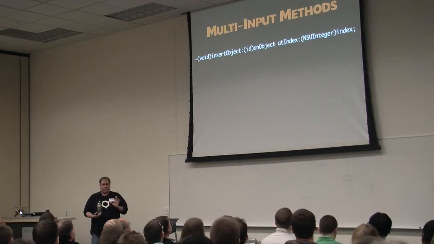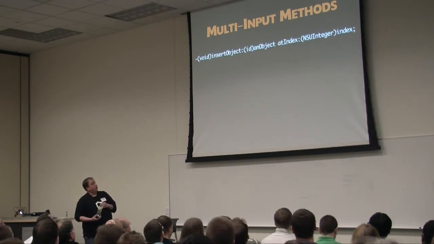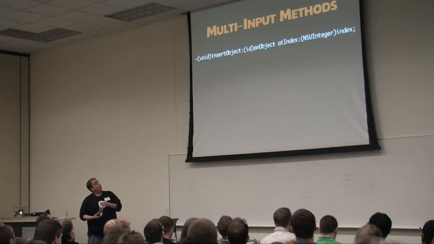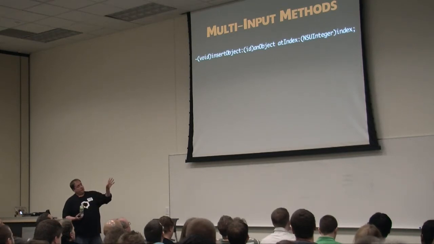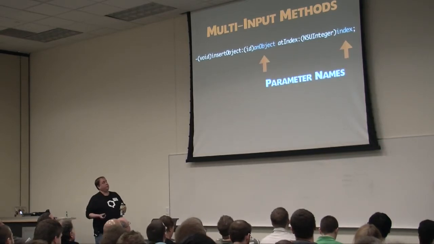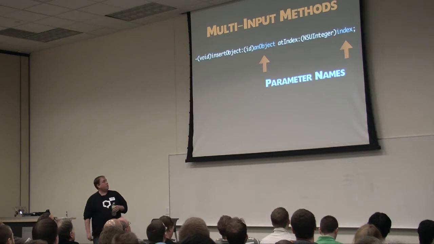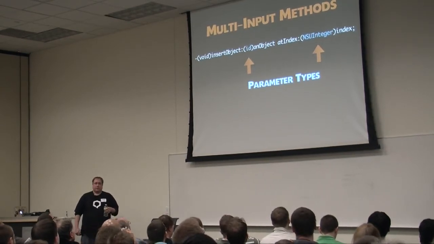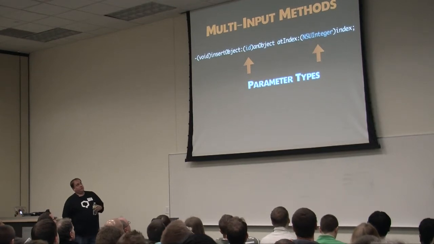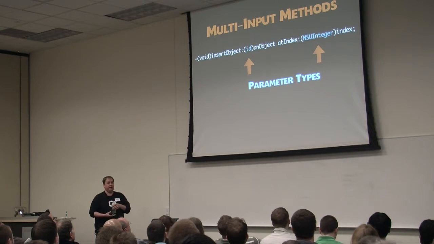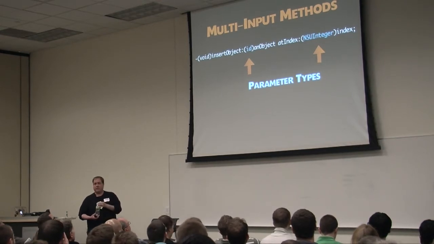This is what kind of threw me. Methods that have multiple input parameters. This is the declaration for a method that has multiple input parameters, and let's just break it down. There's two input parameters here. One is called index, and one is called an object. Before the input parameters, you specify the type. So index is an unsigned integer, and an object is going to be dynamically typed at runtime. id is the keyword for that.